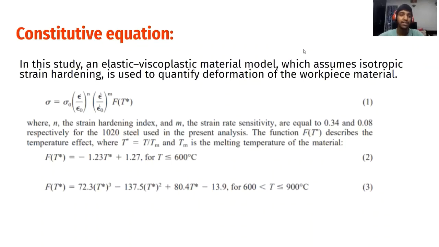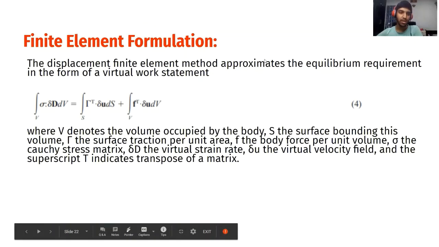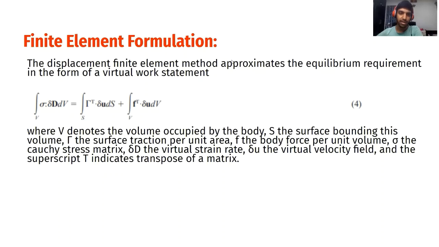So now looking at the constitutive equation, we have assumed an elastic viscoplastic material model. In such a model, isotropic strain hardening is assumed, and the stress is given by the following formula. Here, the symbols have the usual meaning, with N being the strain hardening index and M being the strain rate sensitivity, both constants for a particular material. The function F is defined below, where T star is equal to T by Tm, Tm being the melting temperature of the material. All right, so next we talk about finite element formulation.